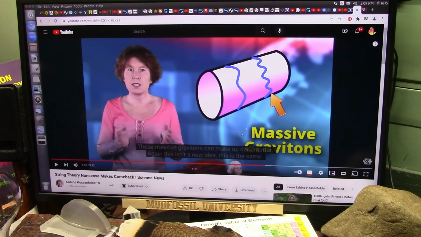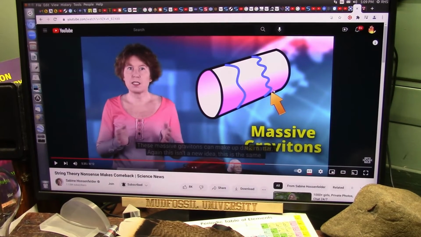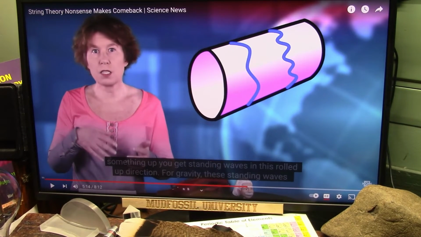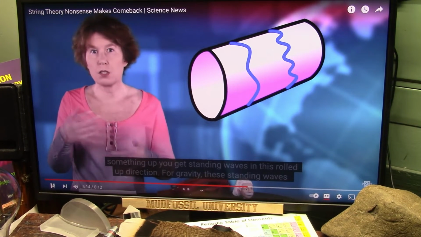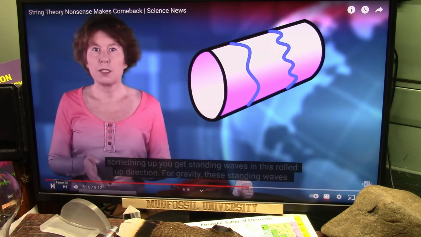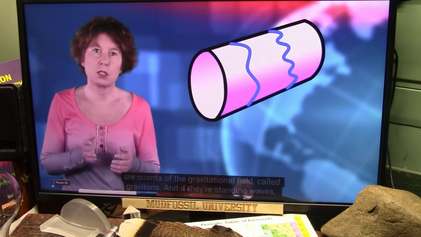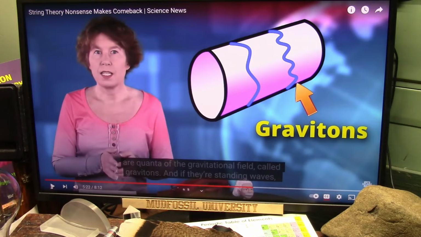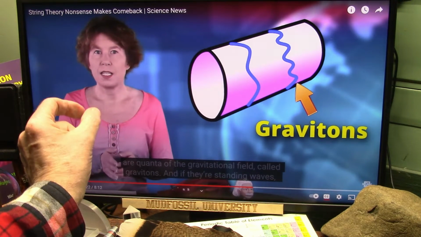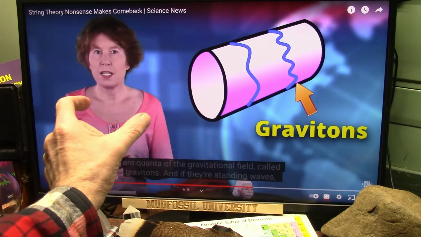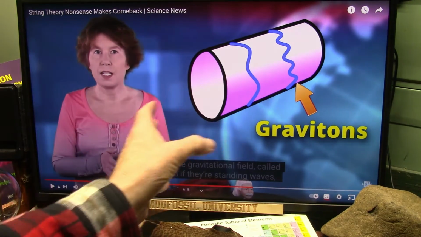All right, so let's go back to it again and make sure we get this right. We got Sabine, take 3. Here we go. Road up direction. For gravity, these standing waves are quanta of the gravitational field called gravitons. And when she says quanta, it just means that one is this one, one's this one, one's this one, one's this one. Those are all different quanta distances.